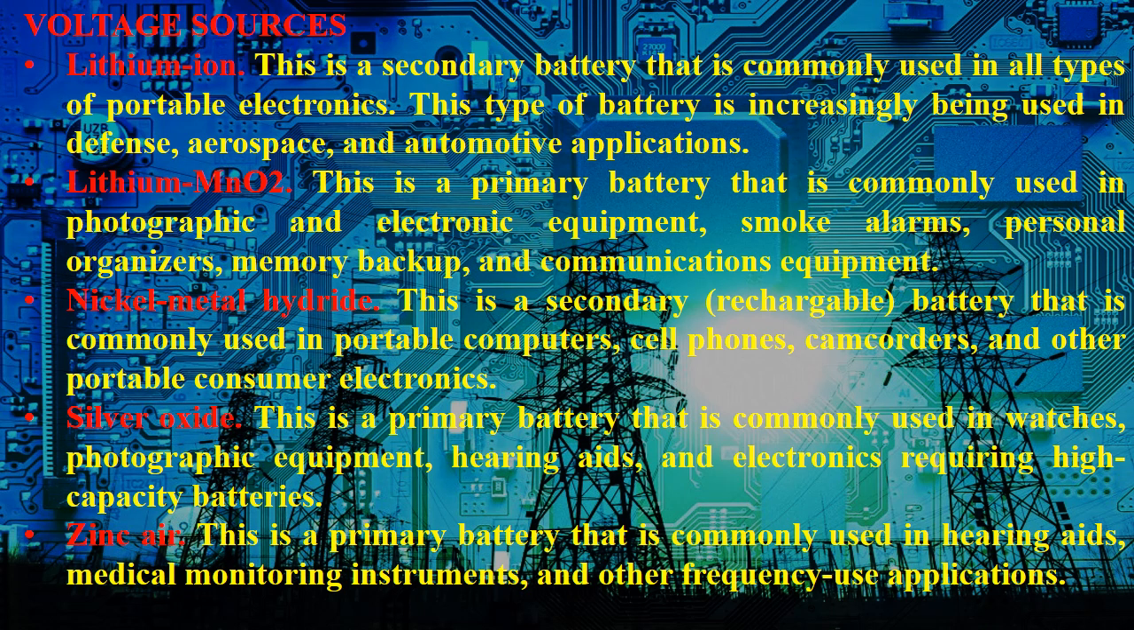We also have silver oxide. This is a primary battery that is commonly used in watches, photographic equipment, hearing aids, and electronics requiring high capacity batteries. We have zinc here. This is a battery that is commonly used in hearing aids, medical monitoring instruments, and other frequently used appliances. So these are some of the different batteries that we have, battery sources.